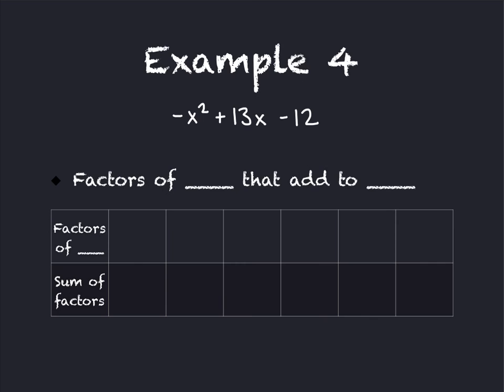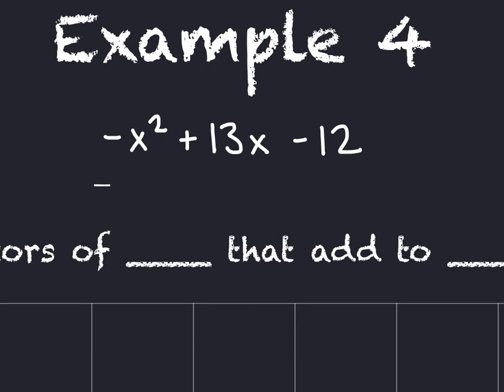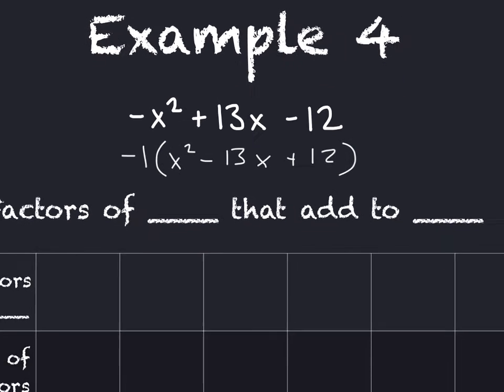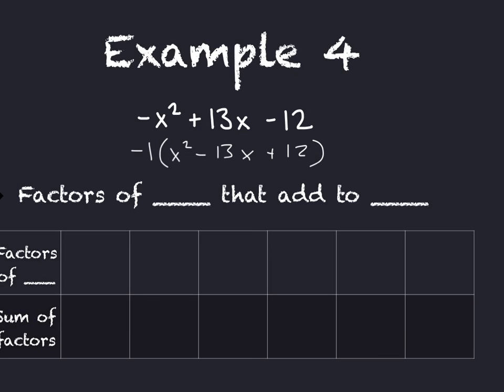All right, we have one. What's the first thing we should do here? Right, we want to take out that negative 1. And then when we take out the negative 1, what do we have to do to everything else? Flip the signs. So we have x squared minus 13x plus 12. So we need factors of what that add to what? 12 that adds to negative 13. Factors of 12 that add to negative 13.